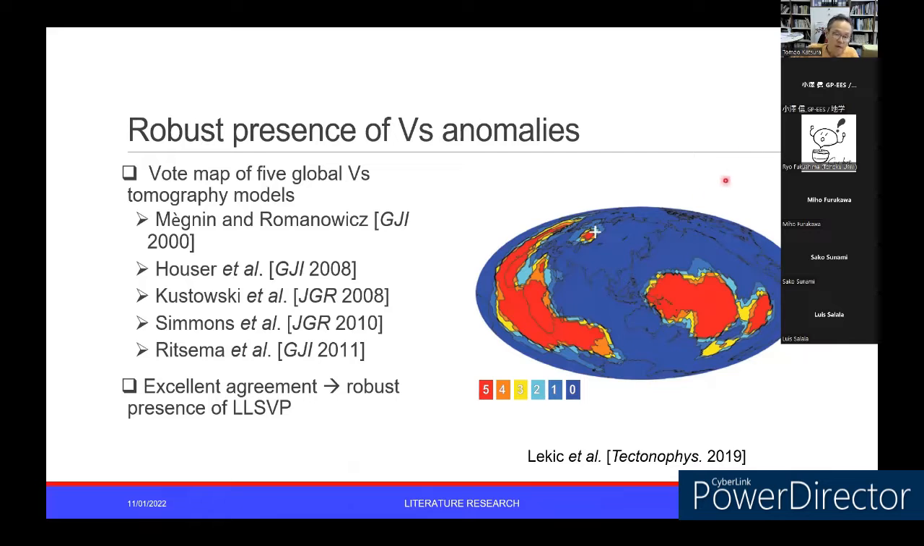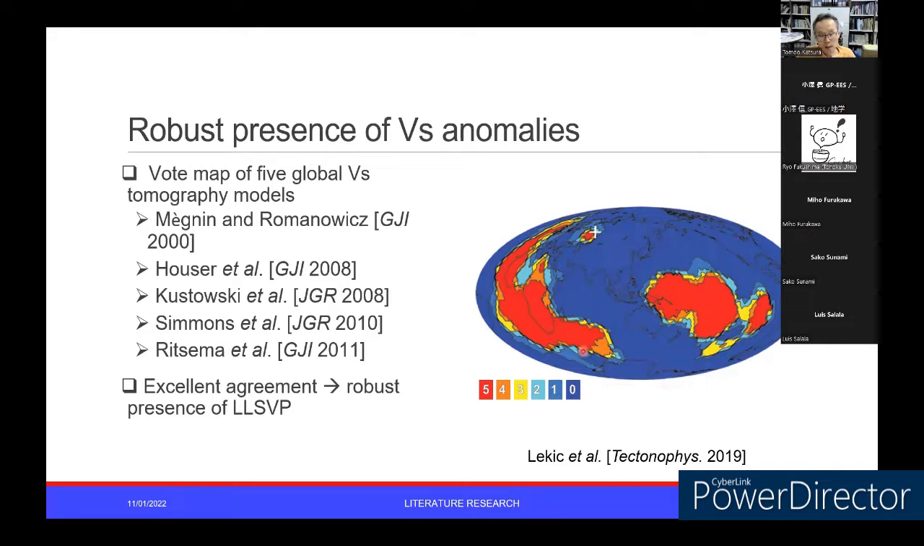The presence of LLSVP is very robust. It is very challenging to analyze the velocity structure at the core mantle boundary because it is quite deep. This is a vote map of five tomographic studies of the whole mantle: Megnin and Romanowicz 2000, Houser et al. 2008, Kustowski 2008, Simmons 2010, and Ritsema 2011. Red color shows all of these five studies indicate a low velocity region, and blue color shows none of these studies indicate low velocity in this region.